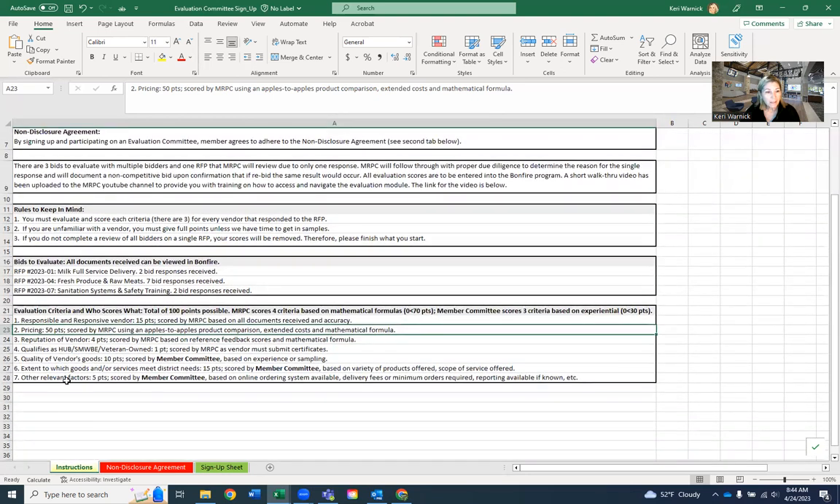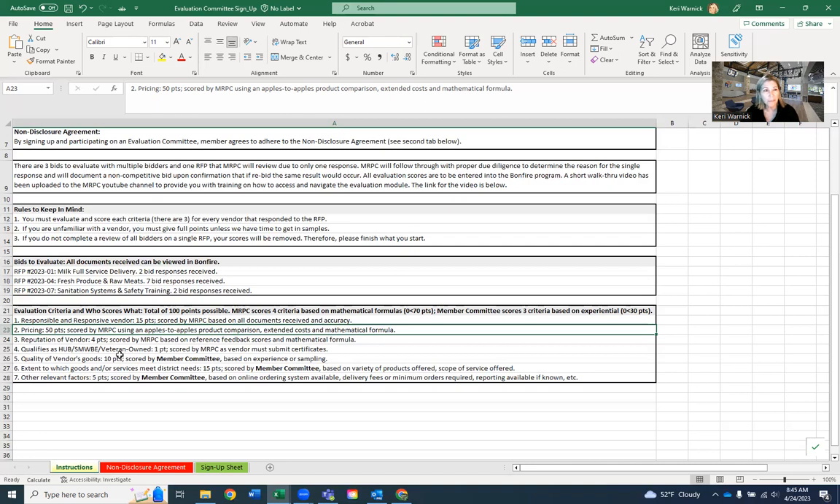Also, you get a list of all the criteria and who is scoring what. There are a few of the criteria that the multi-region co-op staff does score because it's a mathematical calculation and not subjective. Then there are criteria such as quality of vendors' goods, extent to which the goods or services meet your district's needs, and other relevant factors. One thing to keep in mind as you are evaluating: you must evaluate every bidder in that response, which means there could be just two or there could be upwards of seven. Also, if you are unfamiliar with a vendor, you must give full points, such as for quality of goods, unless we have the ability to get a sample in to allow you to sample the food that you're unfamiliar with, which sometimes can happen pretty quickly. And sometimes we don't have that flexibility based on our time frame.